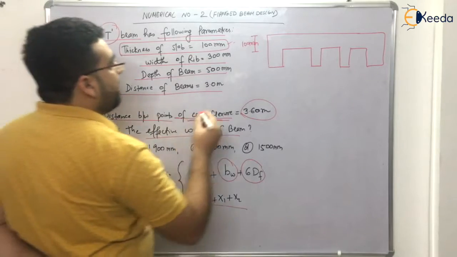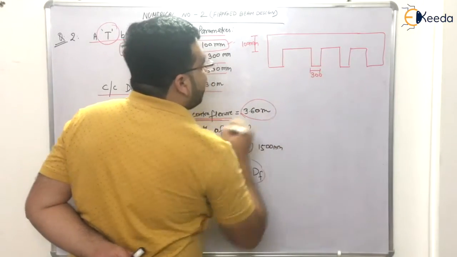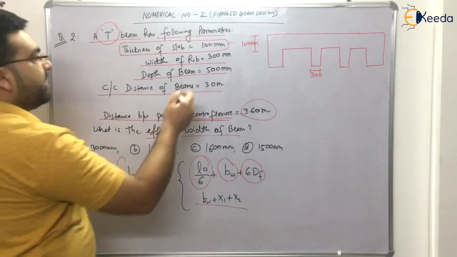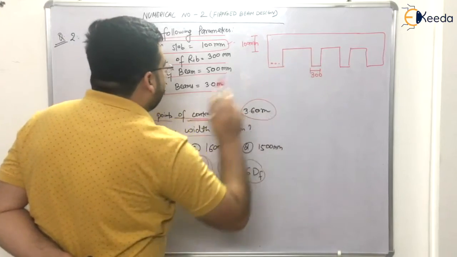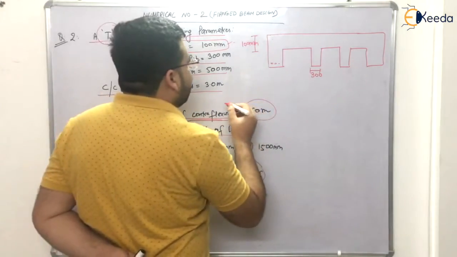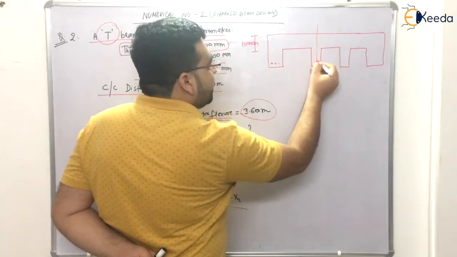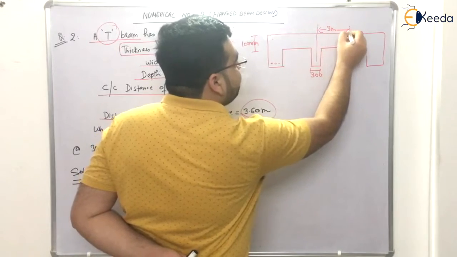The width of the rib is 300 mm. Let us say this is 300 mm. Depth of the beam is 500 mm, so the depth of the beam from here to this point is 500 mm. Center to center distance of the beam is 3 meters. Let us say from this point to this point the distance is 3 meters.